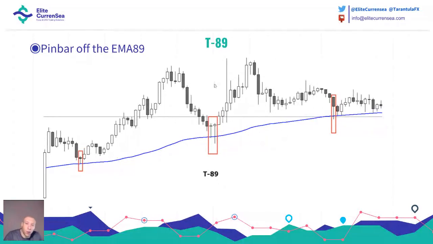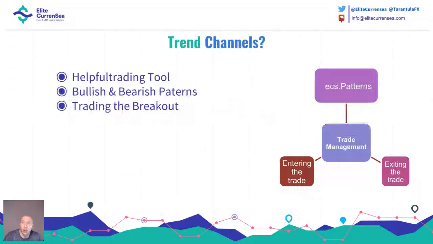Now let's move on to the ECS pattern indicator. What is a trending channel and the trending indicator, and how to use it? Because this indicator will chart trending channels based on these patterns that I show you. It's a helpful trading tool. It charts bullish and bearish patterns, and you can use it to trade breakouts. You will receive this indicator once you complete our price action training school, and you will be eligible for the indicator.